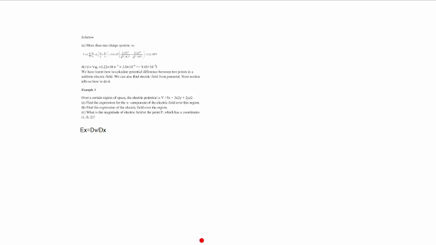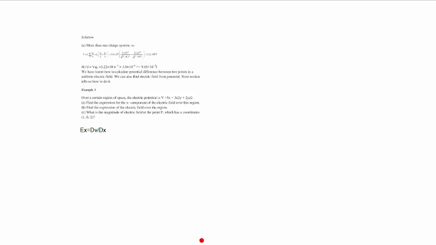It says, what is the magnitude of the electric field at the point P which has a coordinate of 1, 0, 2? Okay, so the question that we had in part B, this is just a follow-up question with the values of x, y, and z given. So wherever you see x you put 1, wherever you see y you put 0, and wherever you see z you put minus 2.